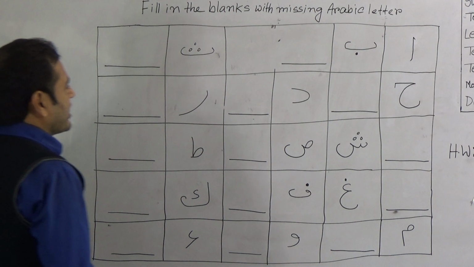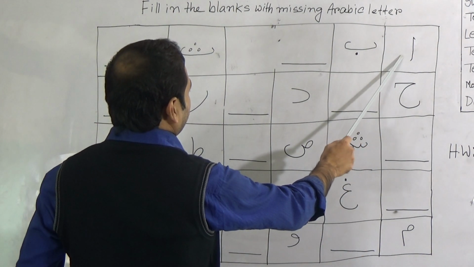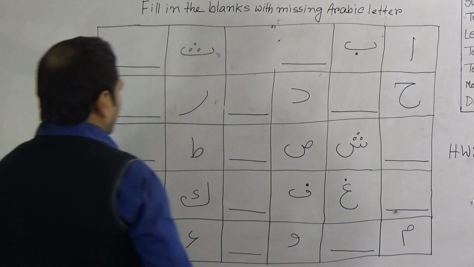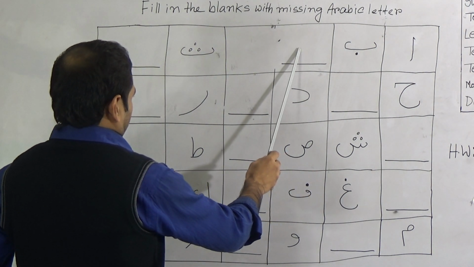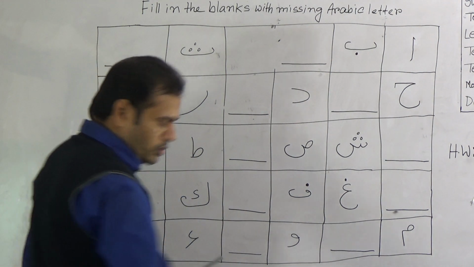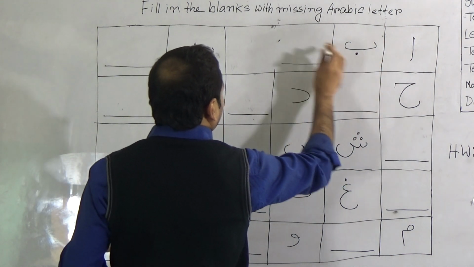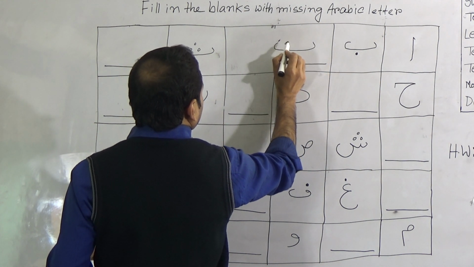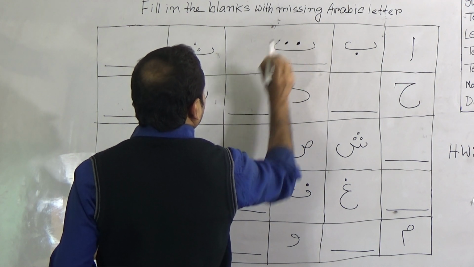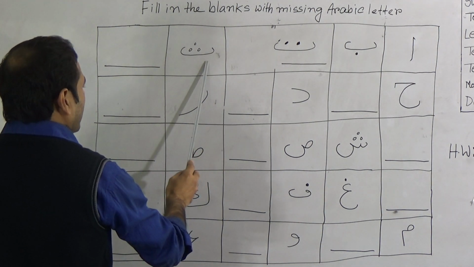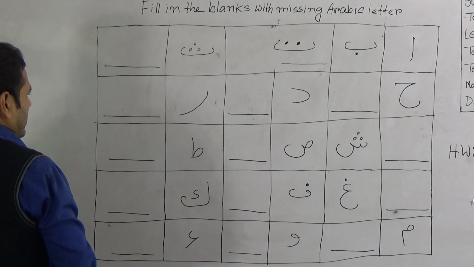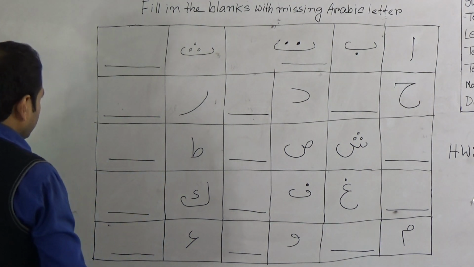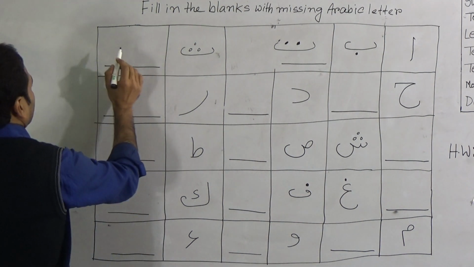Dear students, all of you listen to me carefully. The first one is Alif, Ba, and the third one is a blank. We know that after Ba, Ta comes. So we will write Alif, Ba and Ta. So here Ta will be written. Dear students, now Tha. After Tha, which letter comes? After Tha, Jim comes. So we have to write Jim.